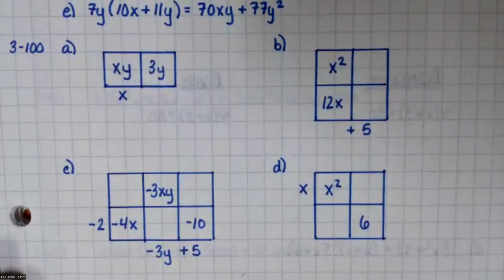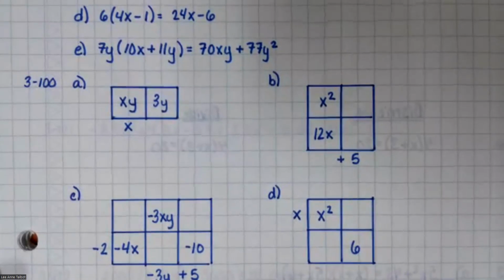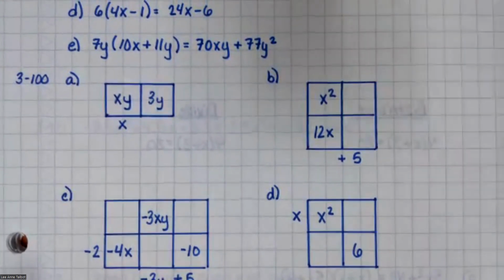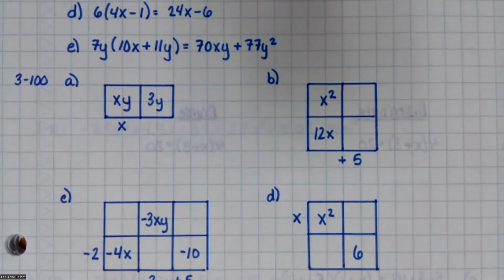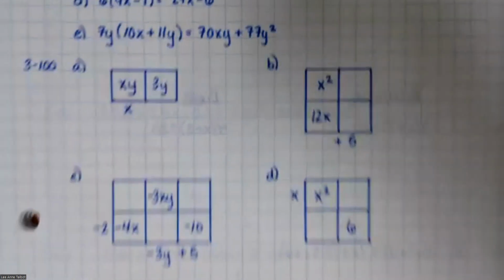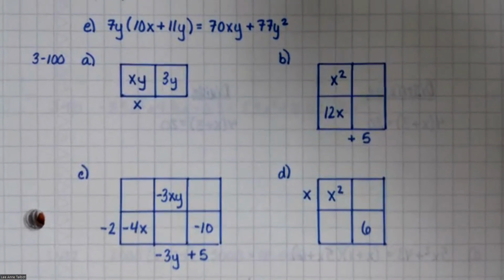Last bit, number 100. This is the last thing, and these are puzzles. So you're supposed to find the missing pieces. And it's supposed to be fun.